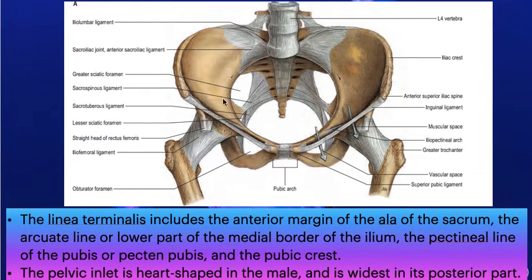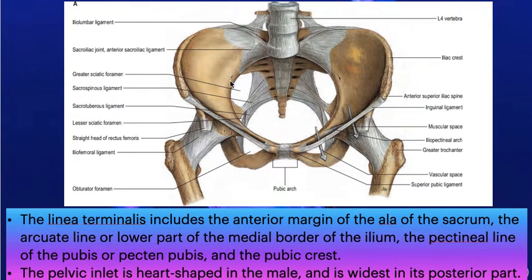So what is the linea terminalis? It includes the anterior margin of the ala of the sacrum, the arcuate line or the lower part of the middle border of the ilium, the pectineal line of the pubis or pecten pubis, and then the pubic crest.